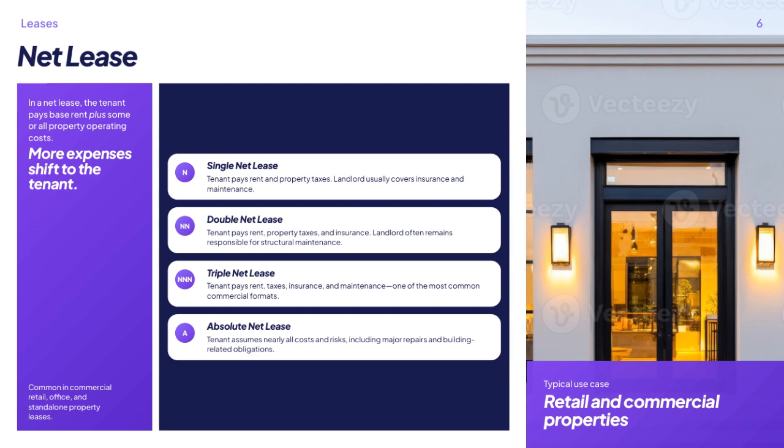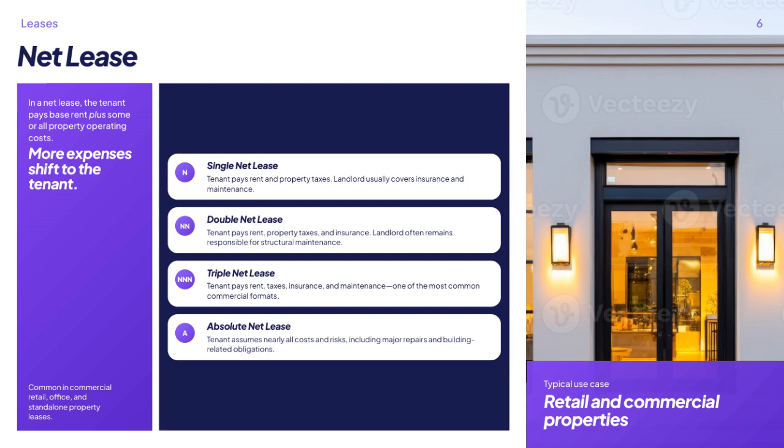Finally, there's the absolute net lease, which is the most comprehensive. The tenant assumes nearly all costs and risks, including major repairs and building-related obligations. This type is common in retail, office, and standalone commercial properties. Overall, net leases are especially typical in retail and commercial property sectors, offering landlords more predictable income while passing on many expenses to tenants.